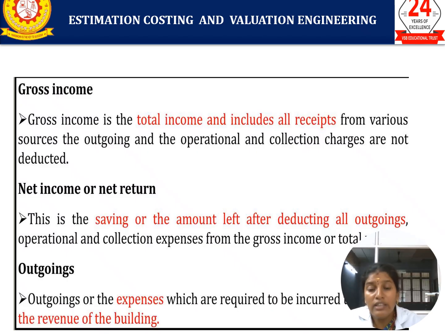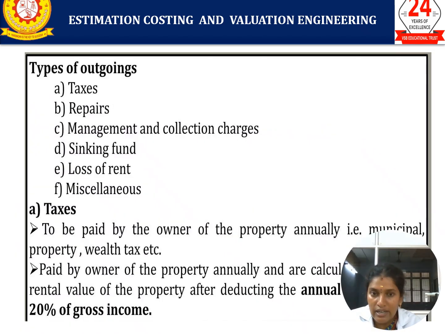So we will see what outgoings are incorporated for the corresponding building. These are the main types of outgoings. What is that? The taxes we should pay for our building, the municipal tax, right? Electrical tax, municipal tax. So that is one outgoing. Monthly or yearly we have to pay tax, right? So that is one outgoing.